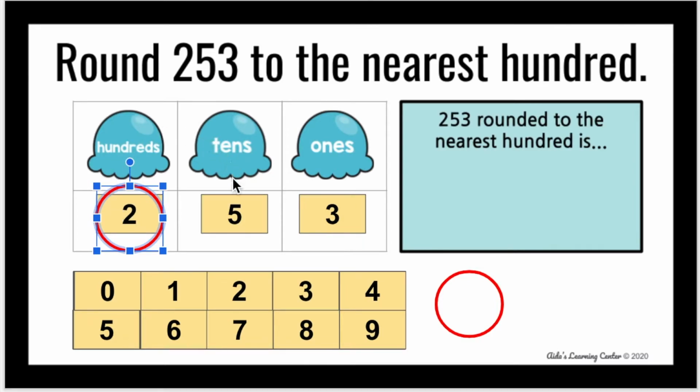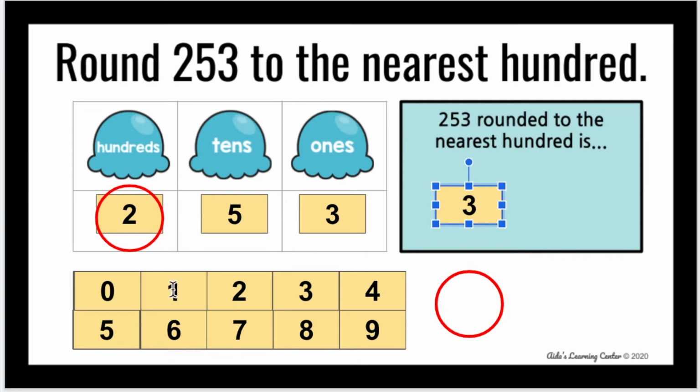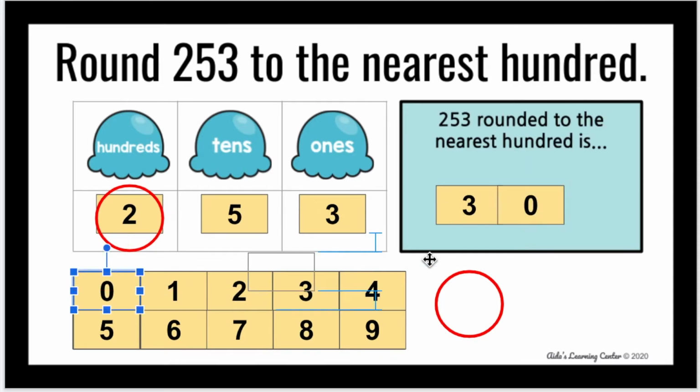And let's go ahead and go to our neighbor. Our neighbor is a 5. Now remember the rules of rounding. 5 or more, up the score. 4 or less, let it rest. So since it's a 5, we're going to up the score. So instead of a 2, we're now going to have a 3. And everything after that is going to turn to zeros. So 253 rounded to the nearest hundred is 300.